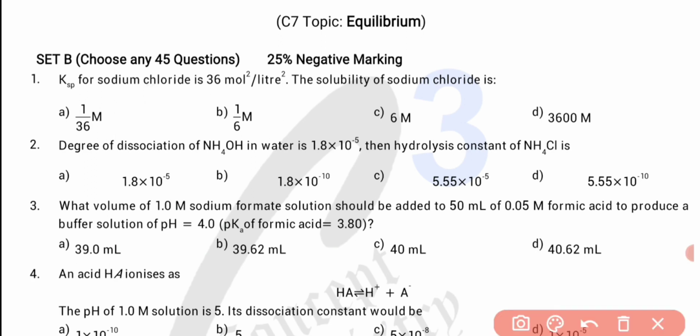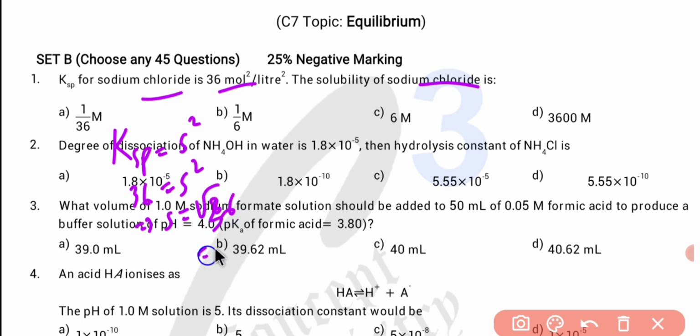The first question is: KSP, the solubility product of sodium chloride, is 36 mol square per liter square. The solubility of sodium chloride is? To solve this question, we must know that sodium chloride is an electrolyte which produces two ions. For two-ion producing electrolytes, the relation between KSP and S is KSP equals S square. This KSP is given as 36, so 36 is equal to S square. This implies S is equal to the square root of 36. So the answer is 6, and the right answer for the first question is C.